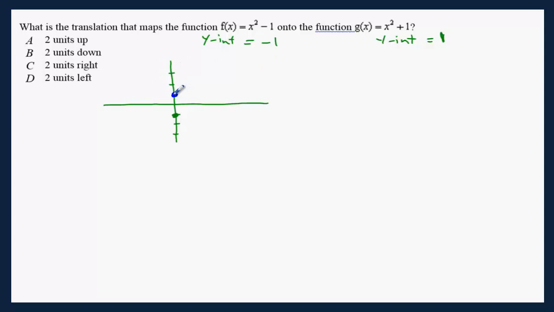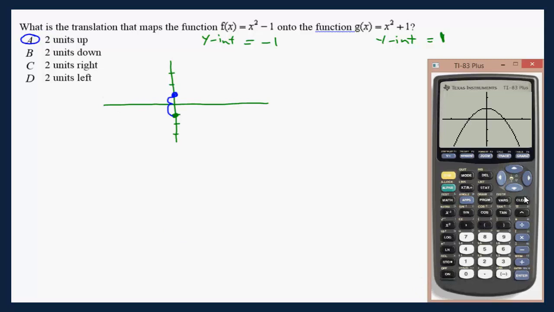So what happened to the function here? It moved up by 2 points, or 2 units up. This is one way. The other way is graphing the function. You got to graph this. So graph both of them: x squared minus 1 and x squared plus 1.